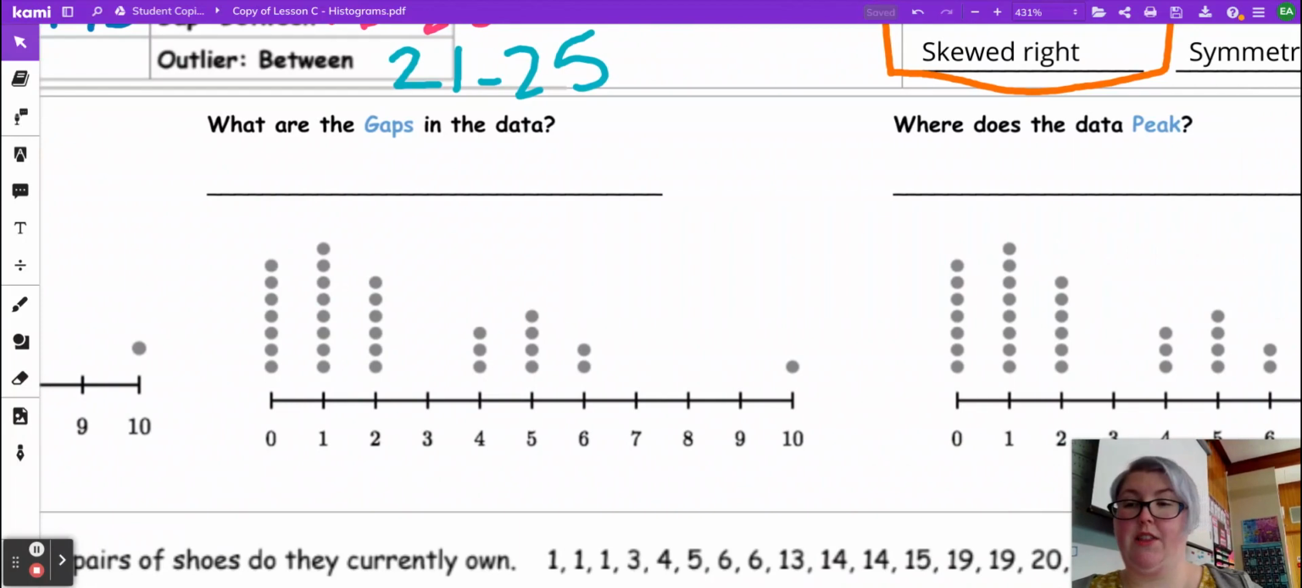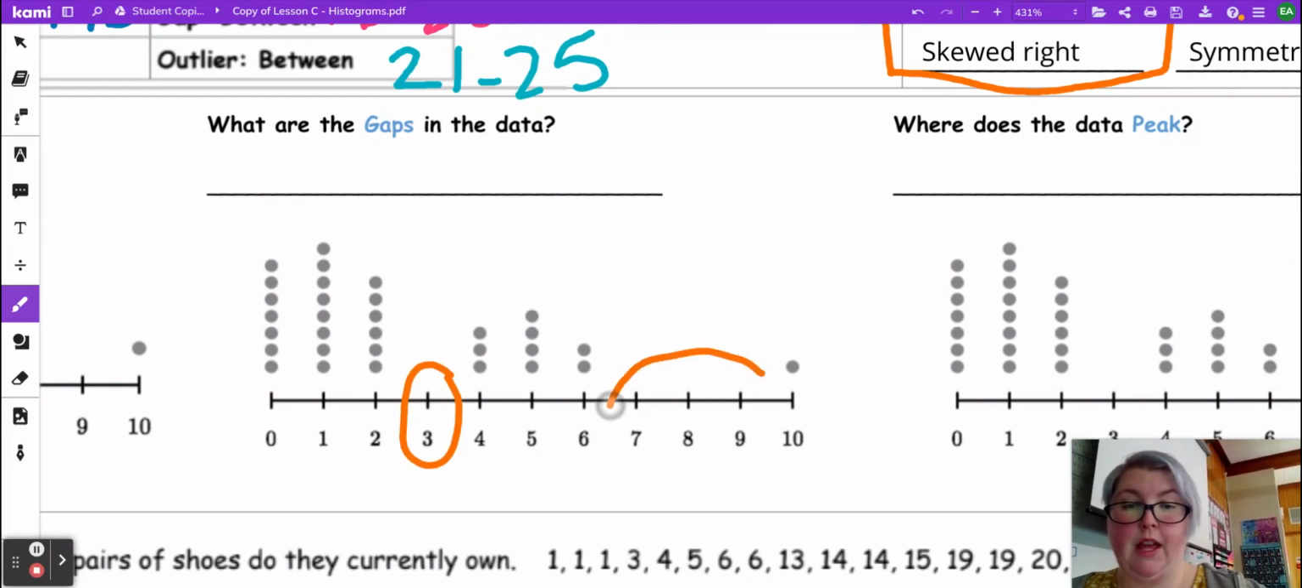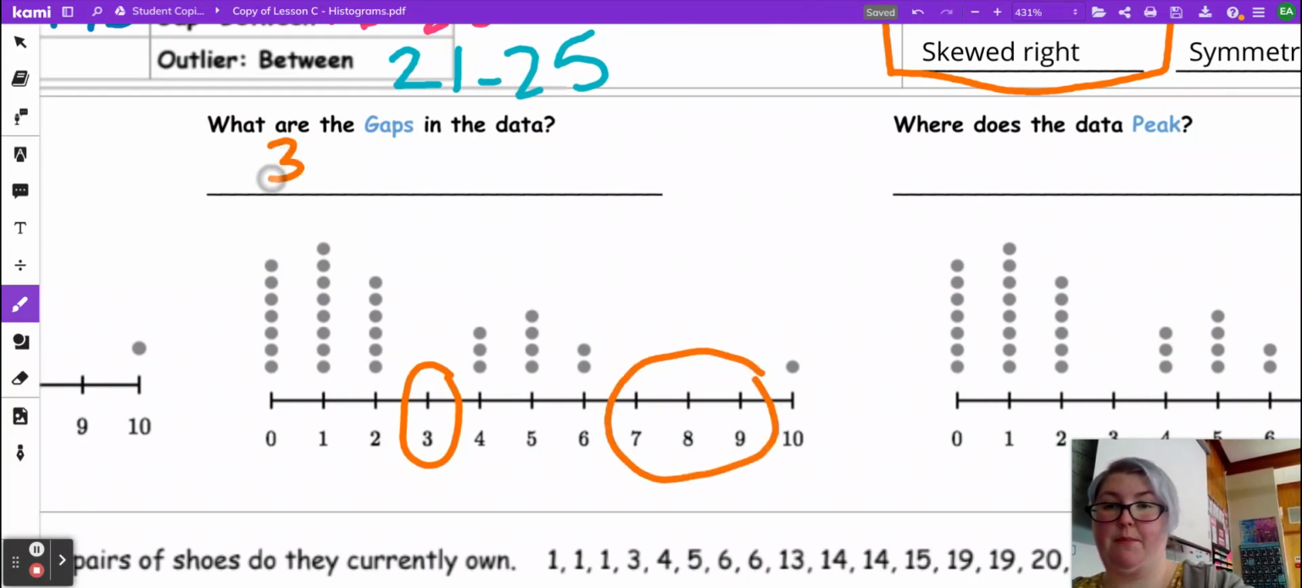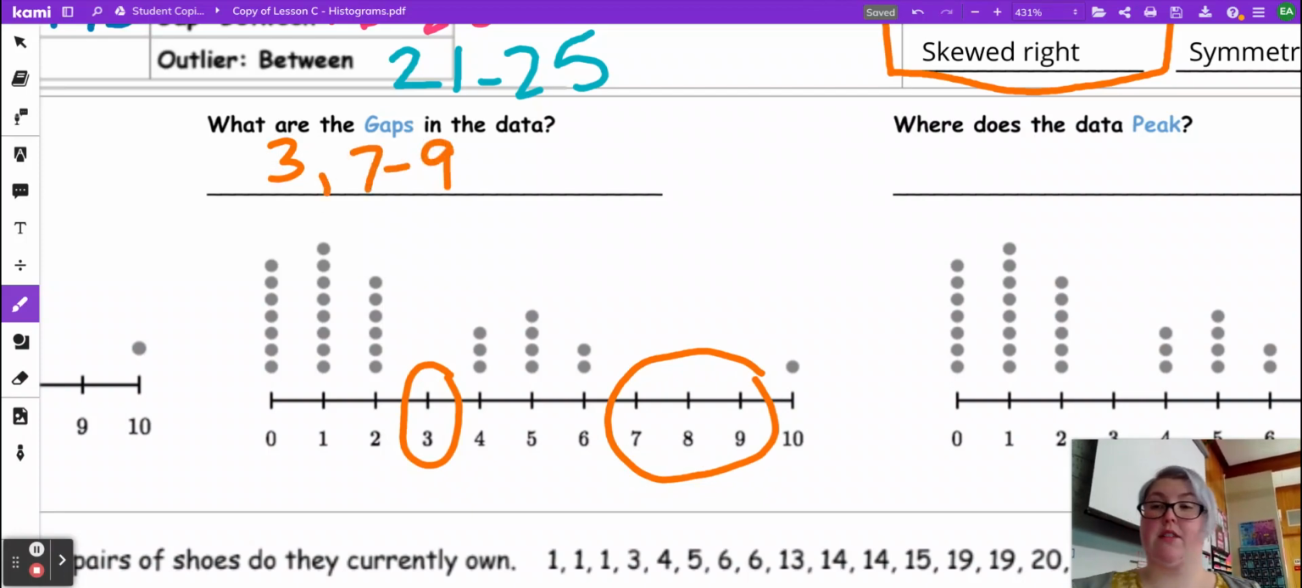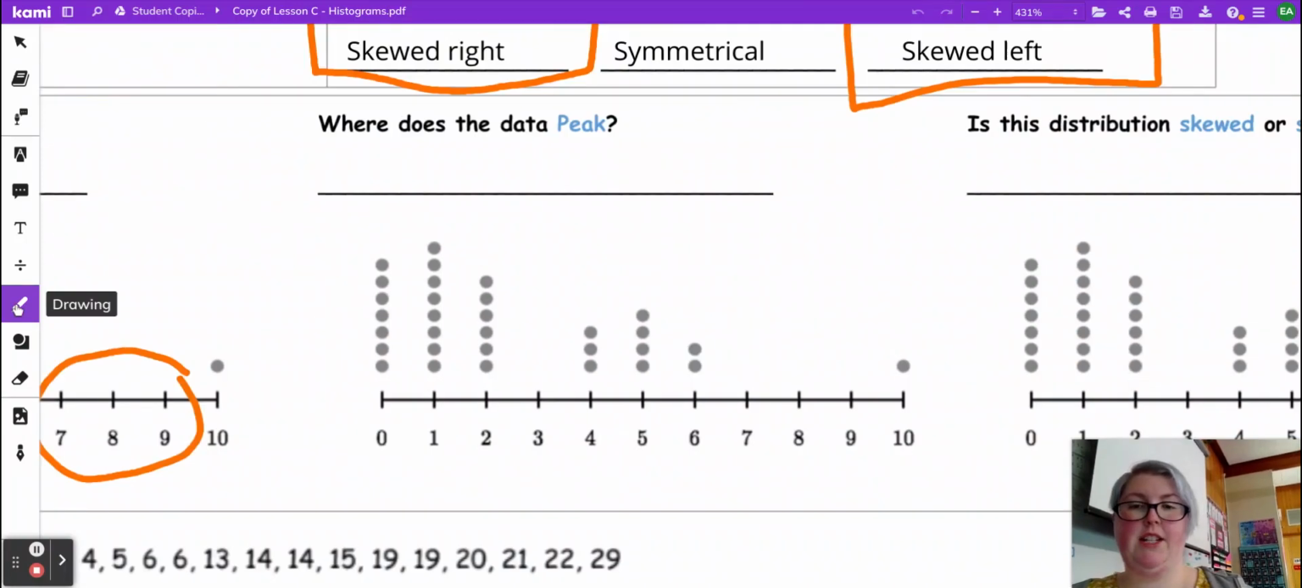Where are the gaps in the data? Remember, the gaps are where there is nothing. So we have a gap at 3. And then we have another gap at 7 to 9. So there's a gap at 3, and from 7 to 9, there's no dots. There's no data.